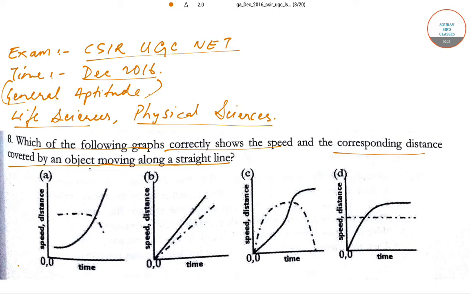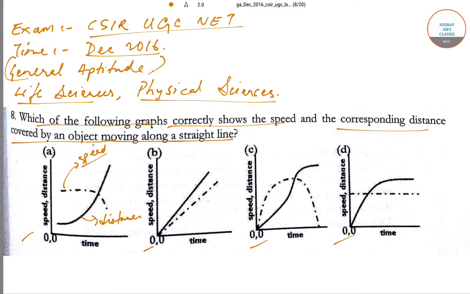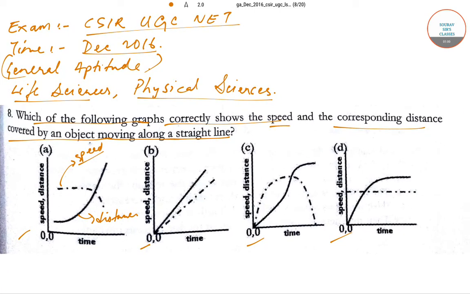So these are the options that have been given: option A, option B, option C, and option D. Before starting off with the question, it should be specified that the dotted line represents speed and the dark line represents distance. So now let's proceed with the question. We need to find out which of the graphs correctly shows the speed and the corresponding distance covered by an object moving along a straight line.